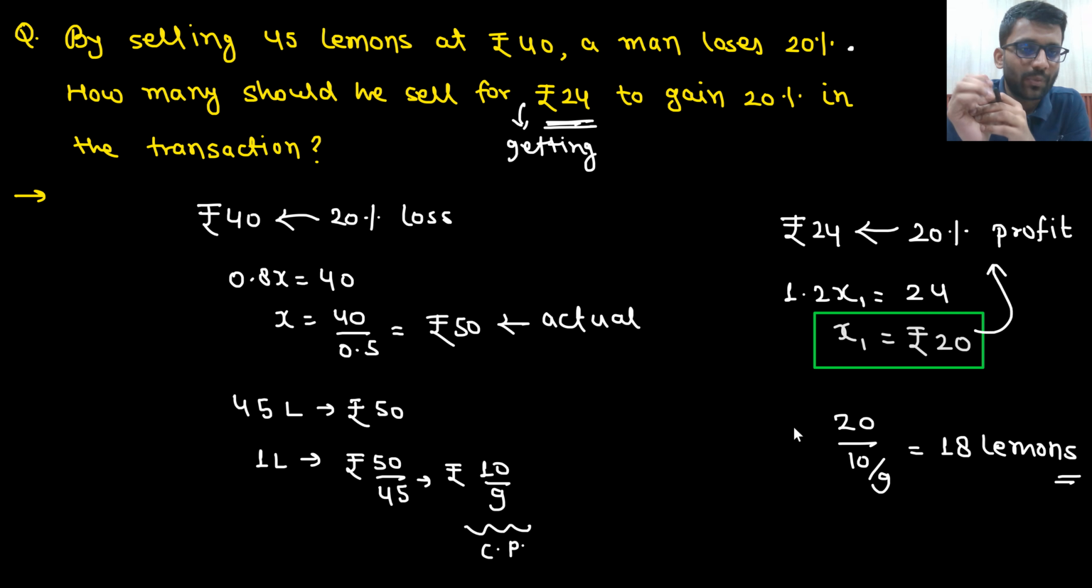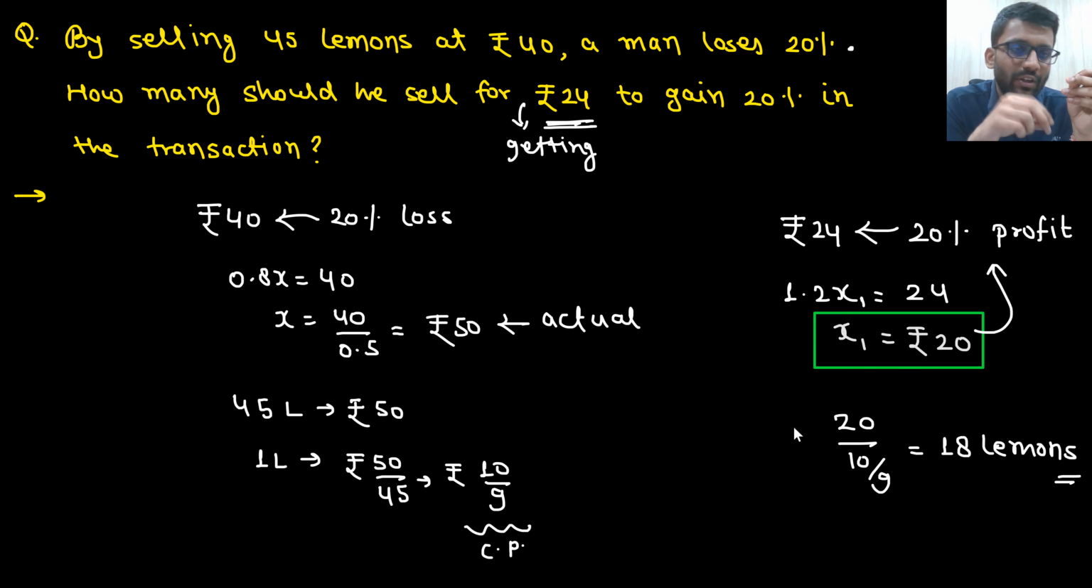45 lemons at 40 rupees and he is having a loss of 20%. That means the actual price was 50 rupees. So actually he can get one lemon in 10 by 9 rupees. Now he needs to make 24 rupees. That means he needs to make 24 rupees with 20% profit.